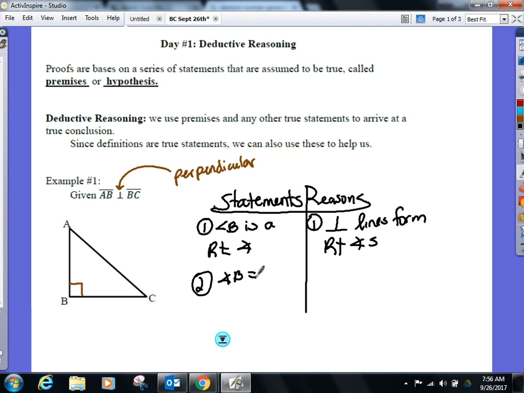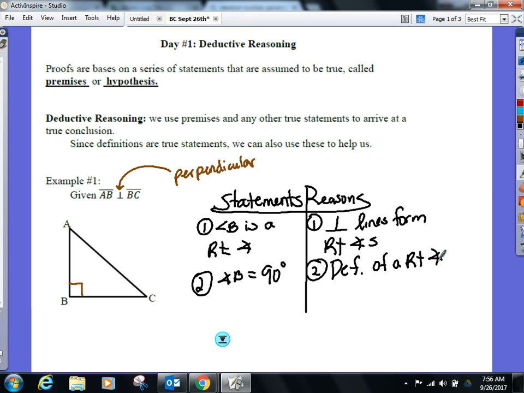Angle B equals how many degrees? 90 degrees. How do you know that? Definition of a right angle. Yep. So I'm going to write DEF, everybody, definition. Everyone all right with that? Definition of a right angle. I'm going to try to force you guys to write as much as possible and why today. We're only going to do a couple of these, then you're on your own.